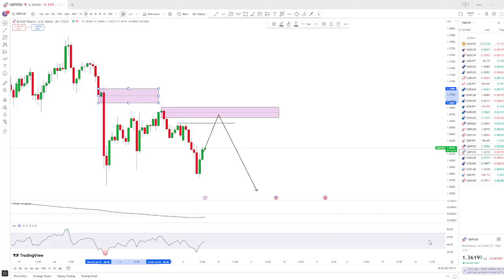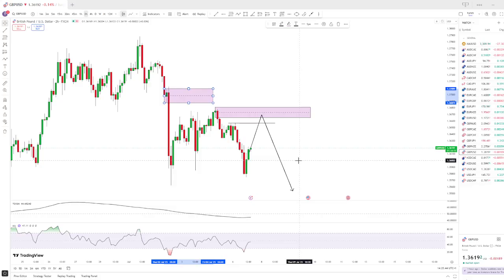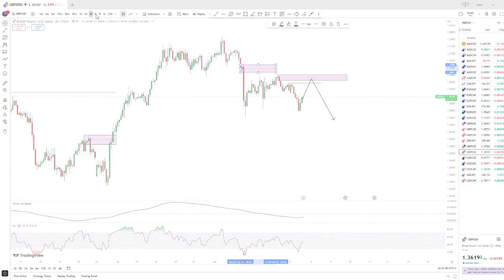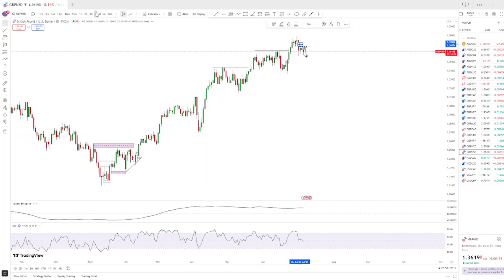I sincerely still would prefer my first POI, but yeah, this is what I'm currently watching out for on GBP USD right now. If I'm going to continue for buys, we're going to look out for possible buy continuations on this.